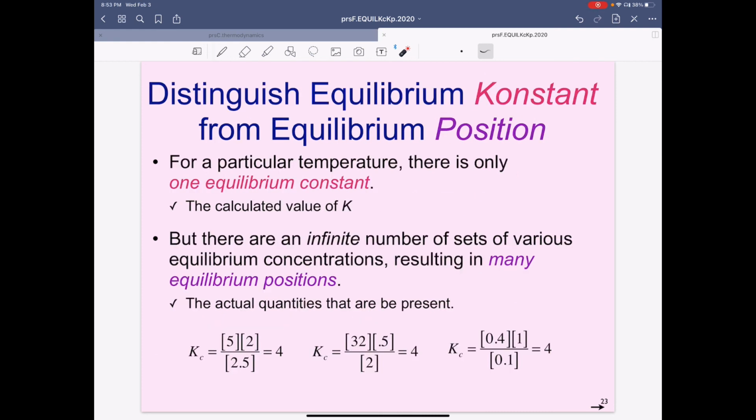And distinguishing the equilibrium constant, K, constant in German is spelled with a K, from the equilibrium position. There's only one equilibrium constant for any given reaction, the actual value of K, but there's an infinite number of equilibrium positions. Any set of values, well, not any, but many different sets of values can actually end up at the same equilibrium constant. We'll call the different values the equilibrium position, and we'll call the actual K value the equilibrium constant.